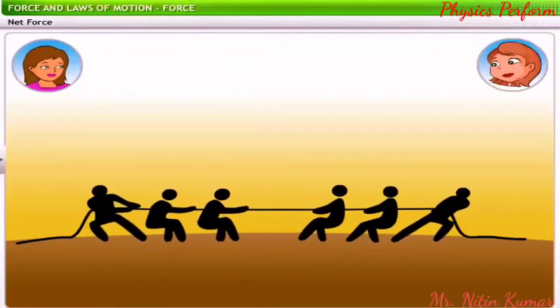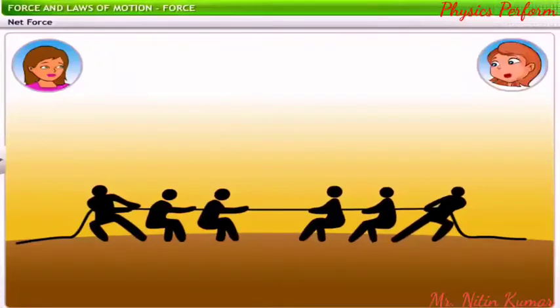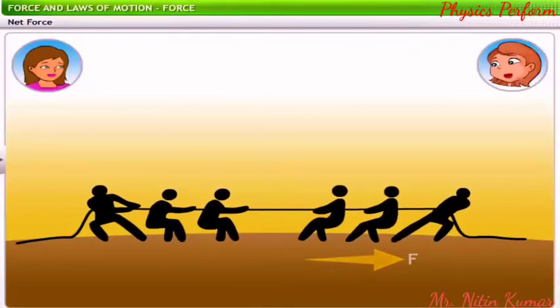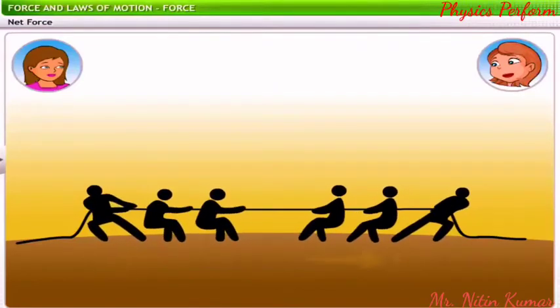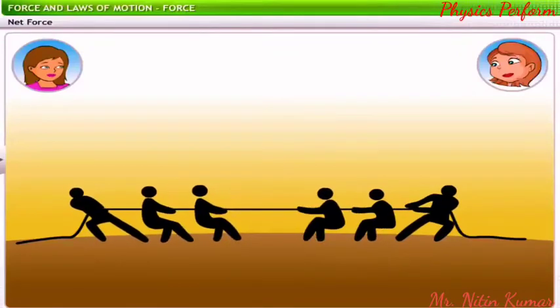But in real life, there are often multiple forces acting on a body simultaneously. For example, in this case, there are an equal number of people on both sides. So, the force applied on one side of the rope is being counteracted by the force applied by the other side of the rope. That is, the force on both sides is balanced. Does that mean there will be no movement if forces are balanced?